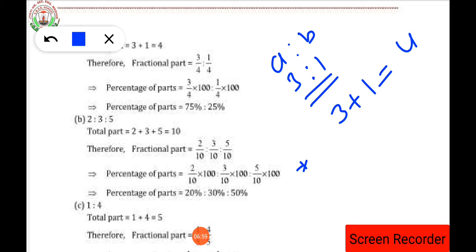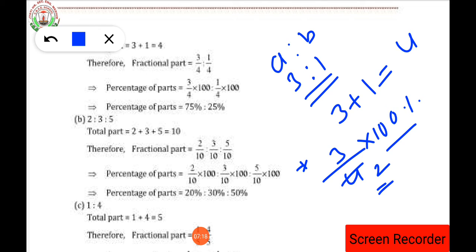The first ratio is 3 upon the total ratio, which is 4, into 100. 100 is a percent. Whatever number we have to convert into the form of percent, we are going to multiply with 100. So we will get the answer here as how much? That is 300 upon 4. So we can cancel it. Table of 2. Here we will get 50. Again, here 25. So 25 will be multiplied with 3. We will get the required answer as 75.